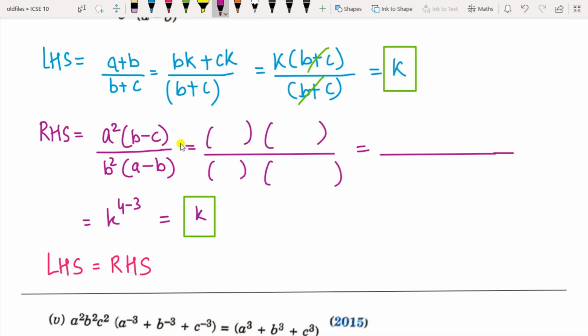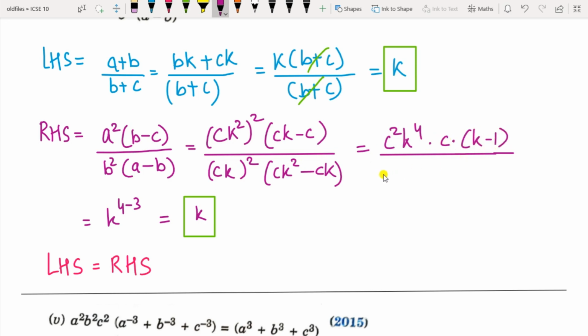Here A square is CK square, the whole square. B is CK minus C. B is here CK, the whole square. A is CK square minus CK, the value of B. So open this bracket. This will be C square K raised to 4, and from this bracket you can take C common and it will be K minus 1. Denominator will be C square K square, CK and K minus 1.